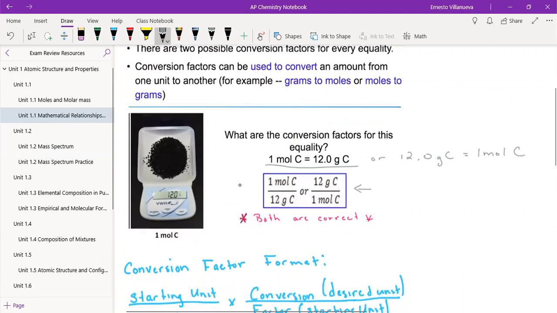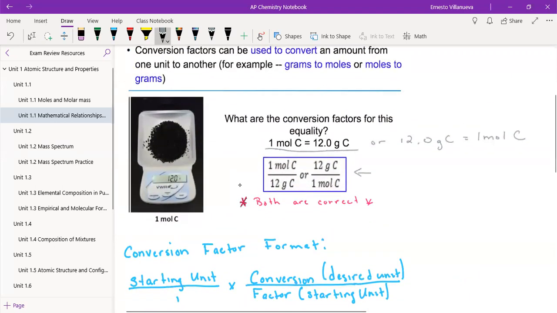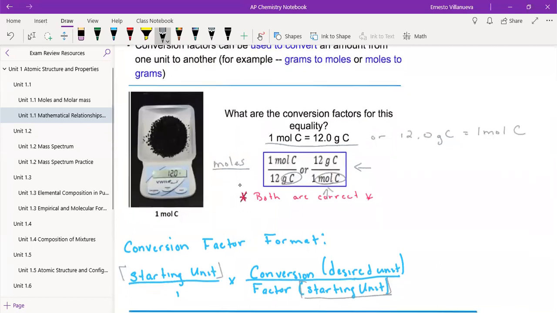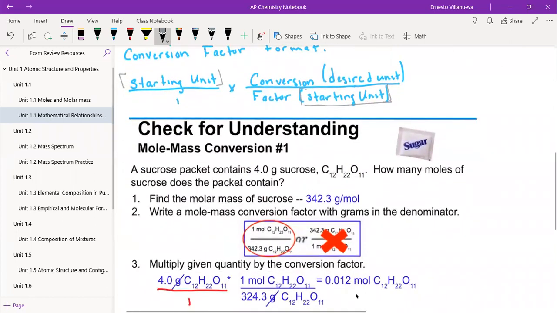All right. What I want you guys to remember is the format that we're going to use. Your starting unit is always going to be over 1. That's how you're going to set it up. And then you're going to multiply by the conversion factor. Whatever unit you have here has to be the same unit you have here. So that's why we have two versions. You have to see which one of these is going to align with the starting unit. If your starting unit is moles, for example, then you're going to use the one that has moles on the bottom. That way you cancel out. If it was grams, then you would switch it the other way.